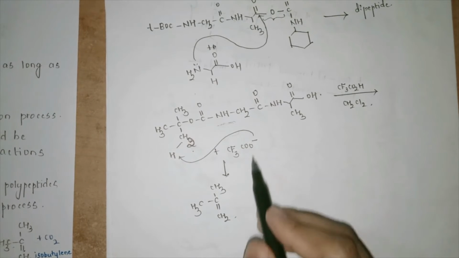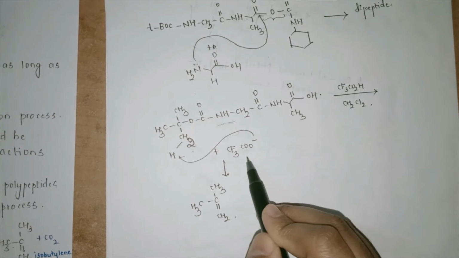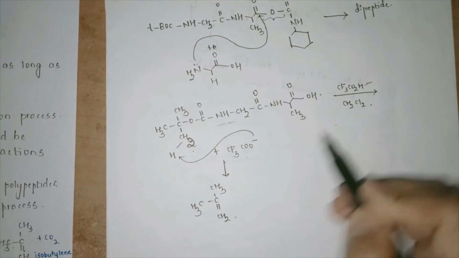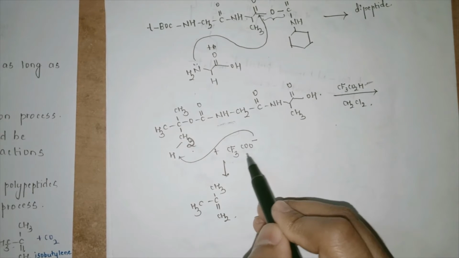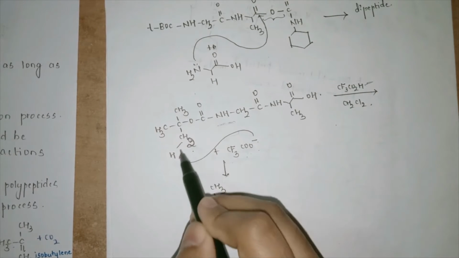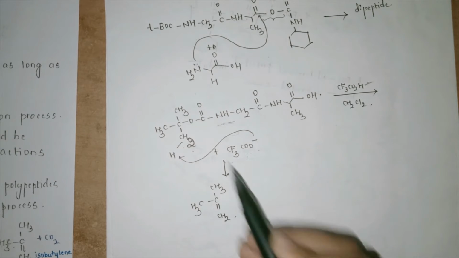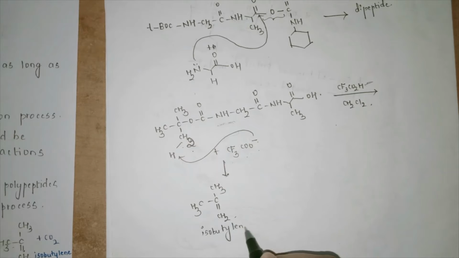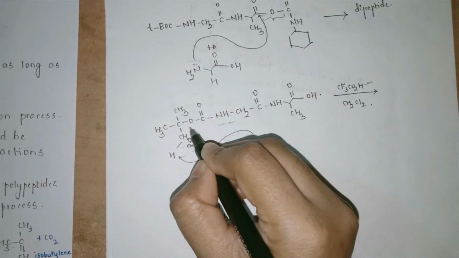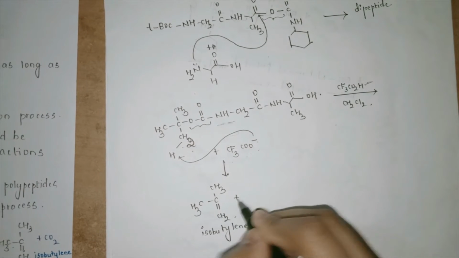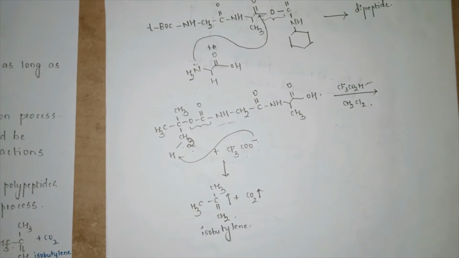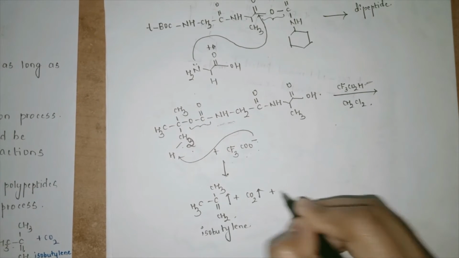Now after the abstraction, the trifluoroacetic acid will release its proton in the presence of DCM, so that I will be getting a trifluoro COO minus. This will abstract the proton from the CH3 over here. This abstraction will lead to an isobutylene system. Now this isobutylene system is a gas. Further, I will be able to release a carbon dioxide. Isobutylene is also a gas and carbon dioxide is also a gas.